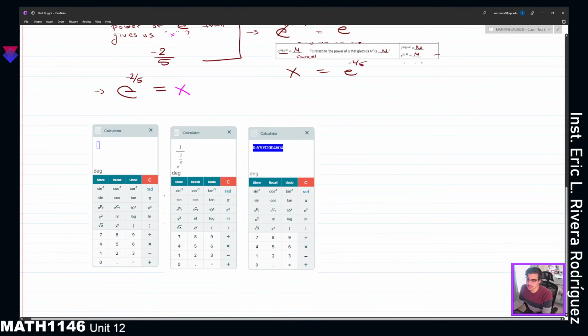So on Alex, you will do the following. This is how I solve it. e to the negative 2 over 5. Since the exponent is negative, I just use 1 over e raised to the power 2 over 5. This is something very difficult and complicated to write down on some calculators.